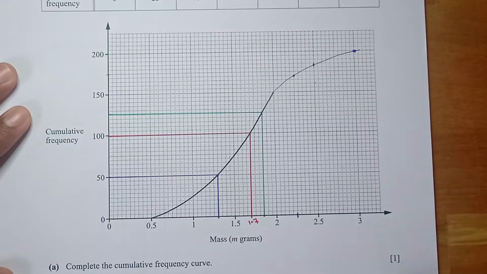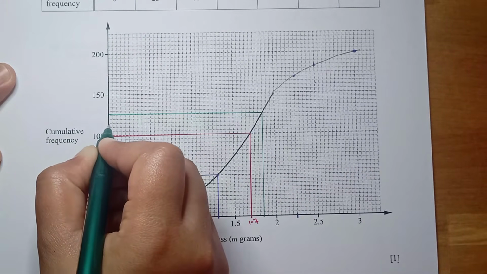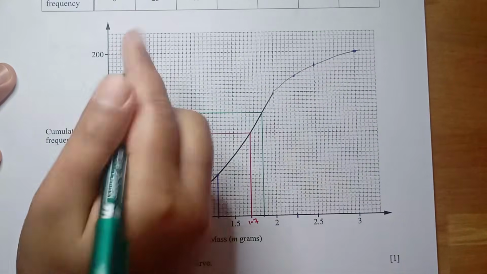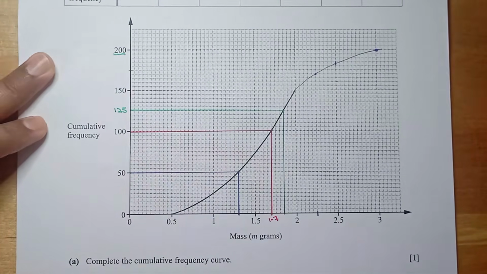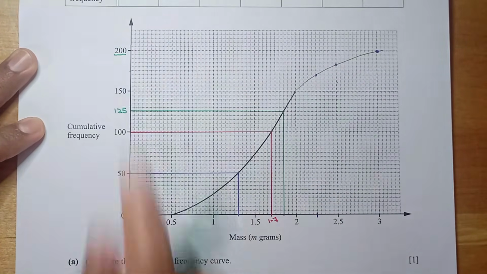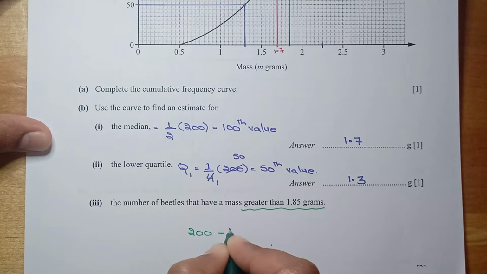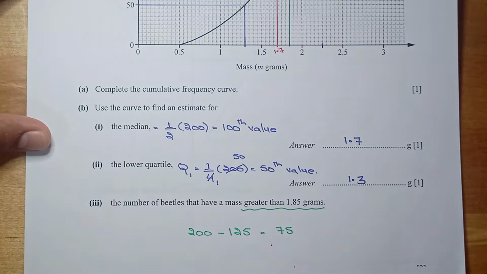So for 1.85, the number of beetles are 100, 110, 120, 125, and the total is 200. So how many beetles have a mass more than 1.85 grams from 125 to 200? So we need to subtract them. So 200 subtract 125. So this is 75 of the beetles have a mass more than 1.85 grams.